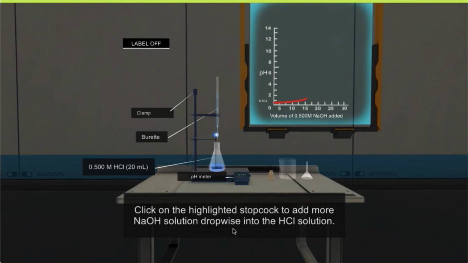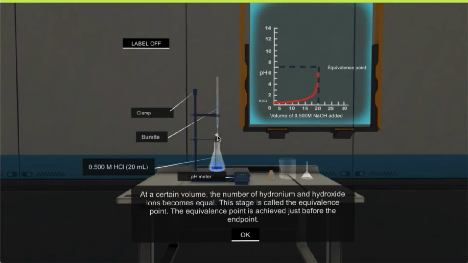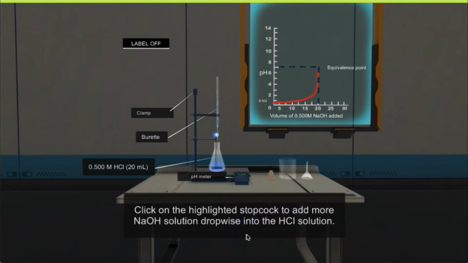Click on the highlighted stopcock to add more sodium hydroxide solution dropwise into the hydrochloric acid solution. At a certain volume, the number of hydronium and hydroxide ions becomes equal. This stage is called the equivalence point. The equivalence point is achieved just before the endpoint. Click on the highlighted stopcock to add more sodium hydroxide solution dropwise into the hydrochloric acid solution.